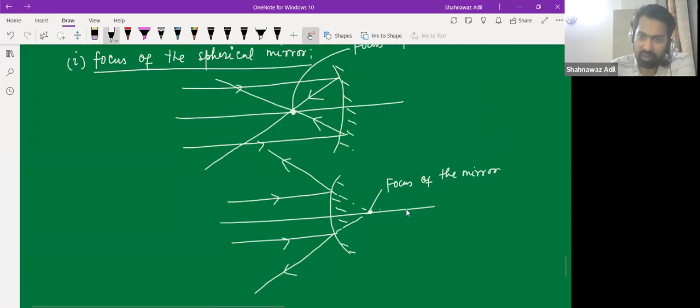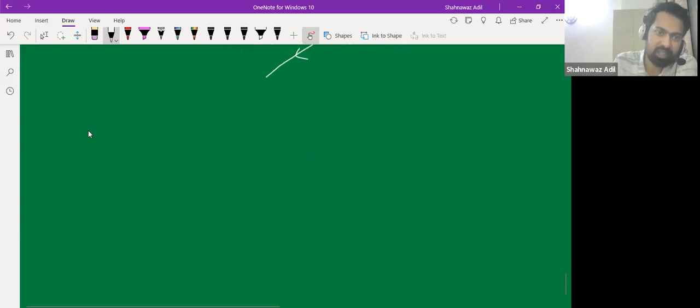center of the curvature of whatever sphere the spherical mirror is a part of. So the center of that sphere is called the center of curvature, right? So this is called the curvature. This is called the focus, right? And then we have these image formation laws.